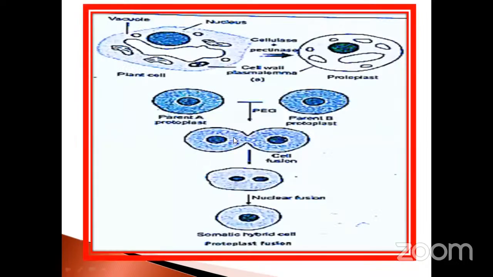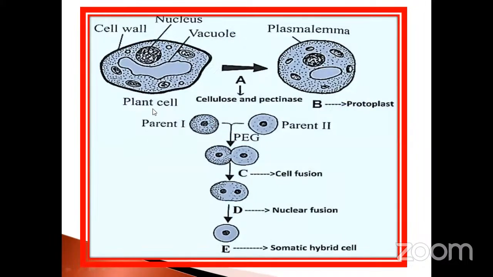See the same process. See this one, the cell wall, vacuole, all in plant cell A and plant cell B. We have to remove the outermost layer, that is, cellulase and pectinase act upon it. As a result, the cell wall is completely removed, and you will get the naked protoplast. After that, parent A and parent B, you will get two parents, united by PEG. Then cell fusion, nuclear fusion, and the somatic hybrid cells undergo the medium. Then the outermost cell wall is again regenerated, and cell division starts. Finally, we will get young plantlets. This is very, very important.